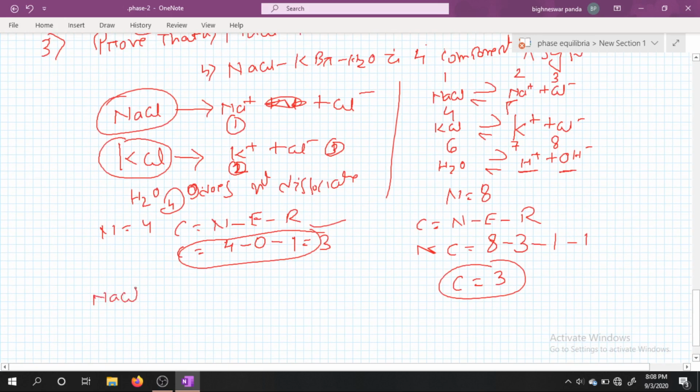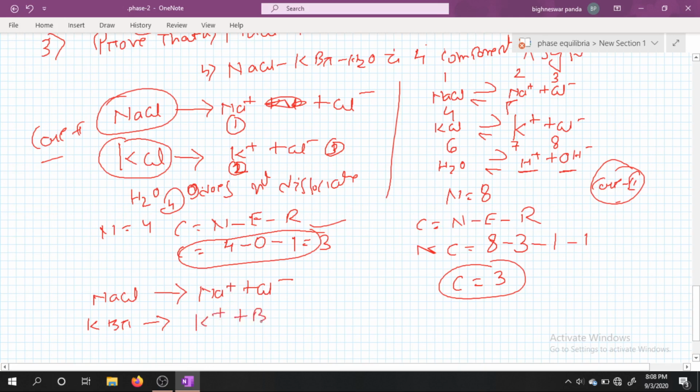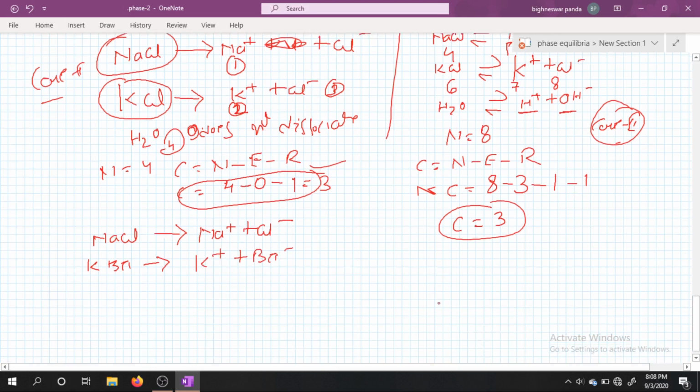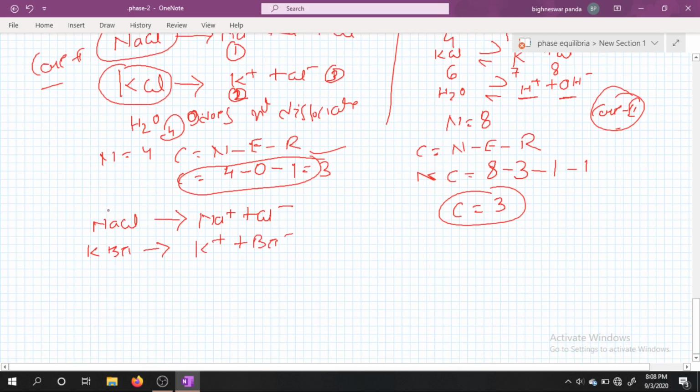So NaCl, consider NaCl completely dissociates to Na plus, Cl minus, and KBr also completely dissociates. This is case 1 and this is case 2. What case you choose is up to you, but the component number will remain constant. For this case C is equal to 3, for this case C is equal to 3. Here NaCl gives rise to Na plus, Cl minus and KBr gives rise to K plus, Br minus. So these are completely dissociated and water is undissociated.